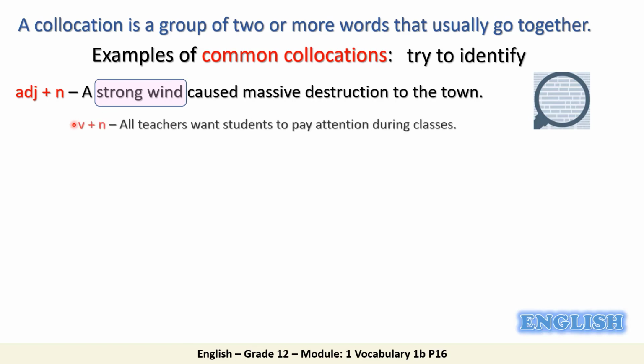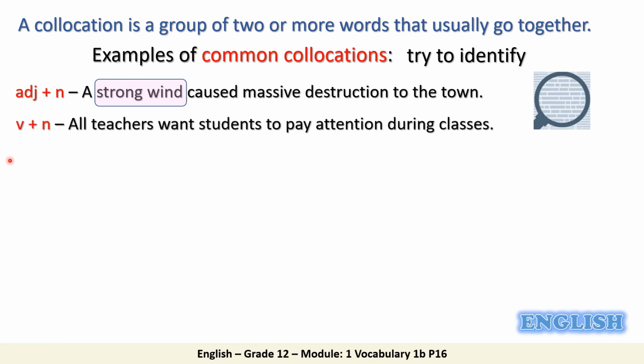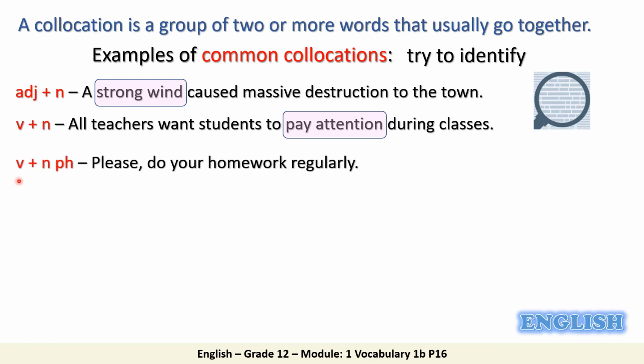The second one, the collocation of a verb plus noun. A verb noun collocation. Can you identify it here? All teachers want students to pay attention during classes. Have you got it? Yeah, to pay attention. Excellent.